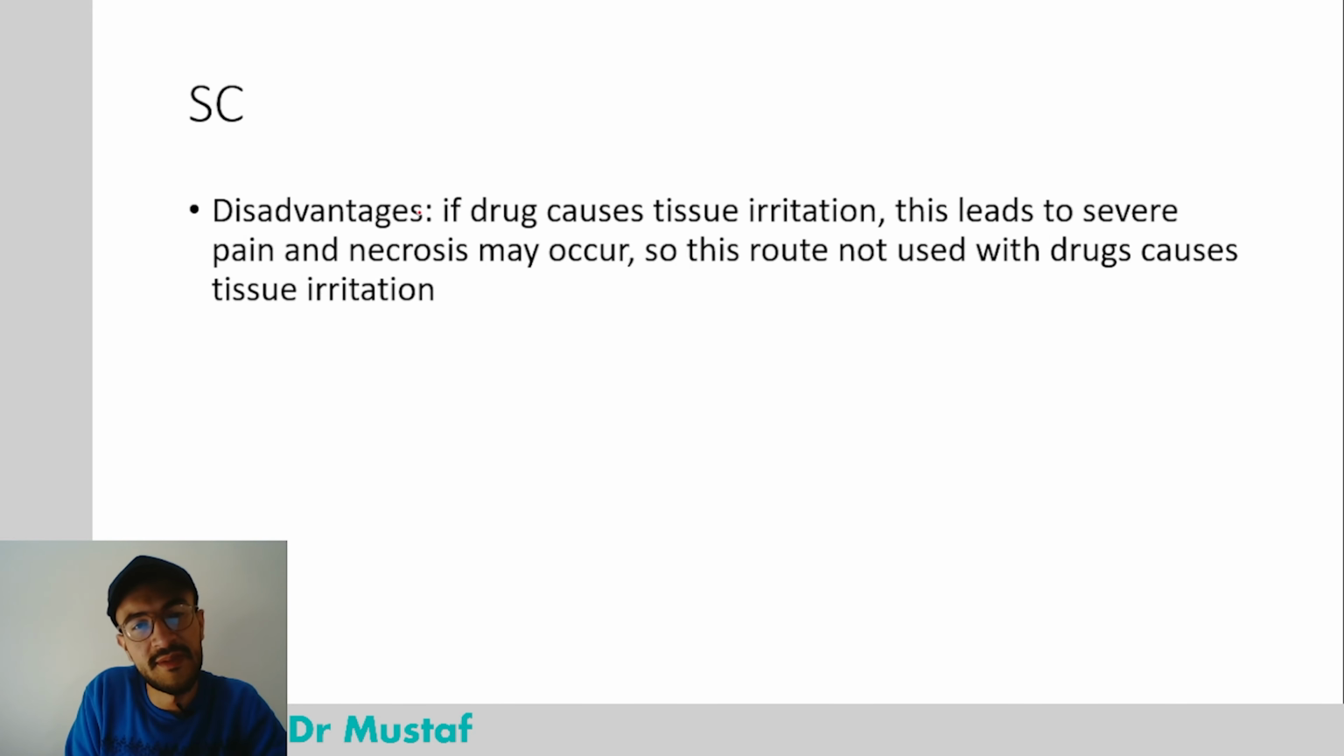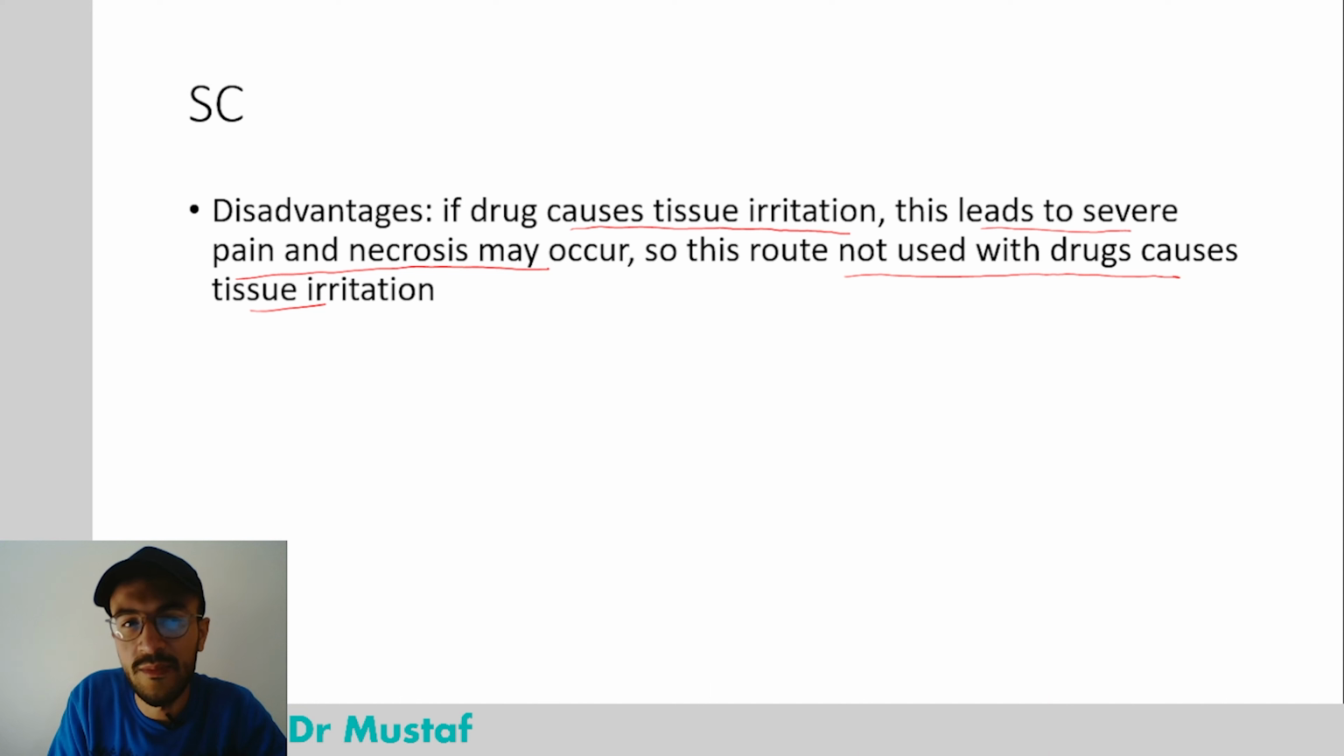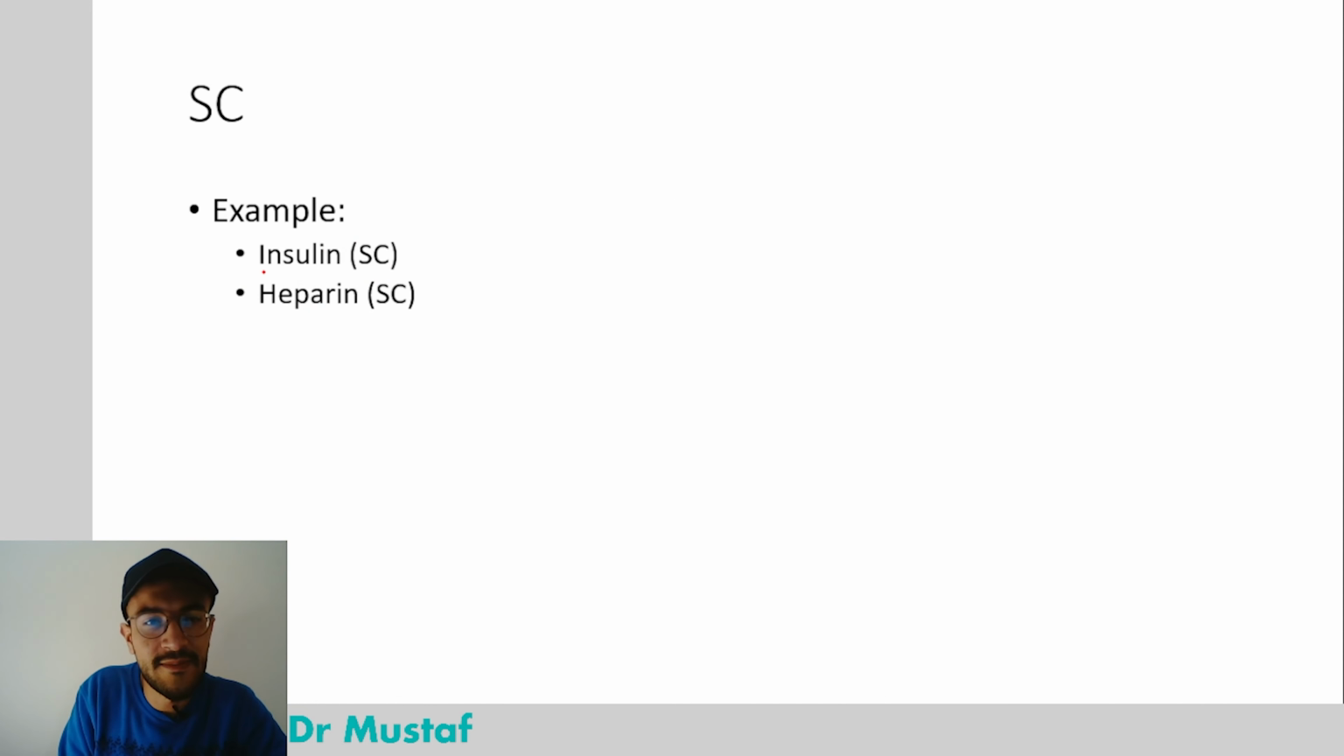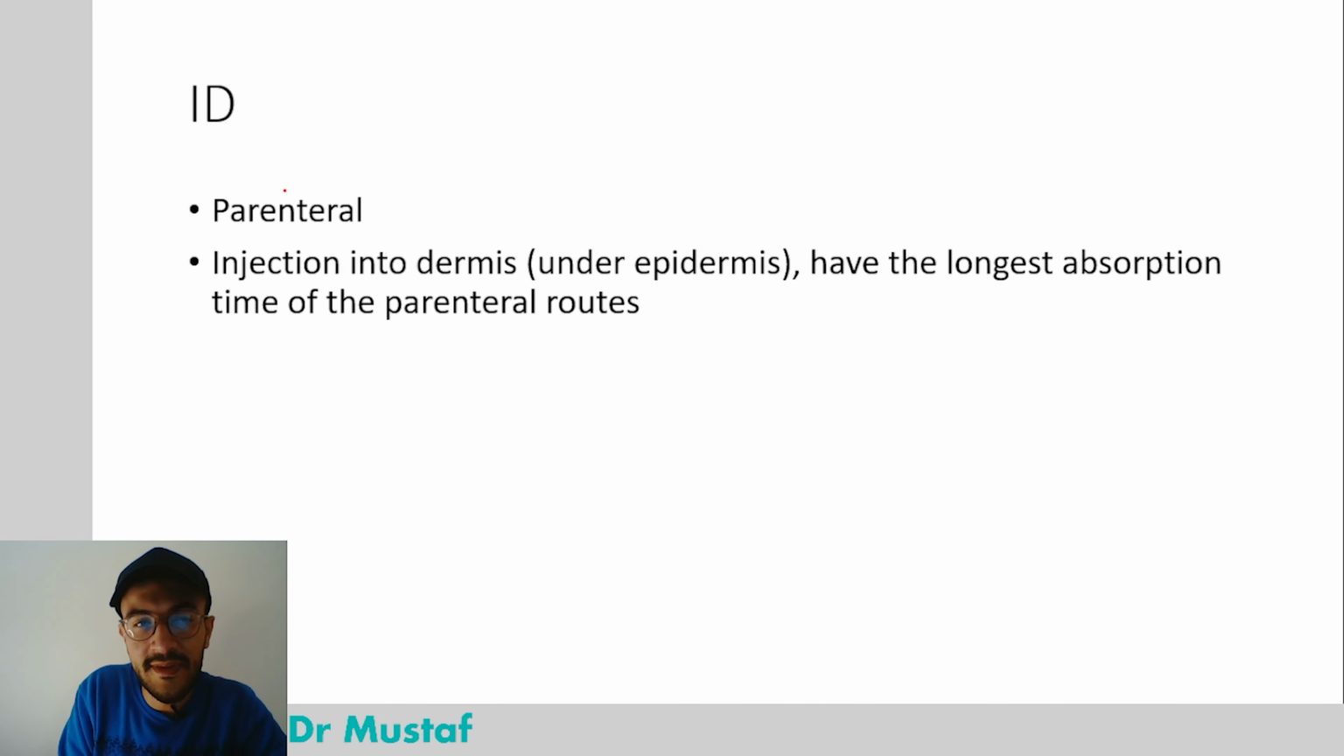The disadvantages of the subcutaneous route are that if the drug causes tissue irritation, this leads to severe pain and necrosis may occur. So this route is not used with drugs that cause tissue irritation, so there is a limited number of drugs that can be used with the subcutaneous route. Examples for drugs taken subcutaneously: we have insulin, the subcutaneous insulin, and we have heparin, the subcutaneous type of heparin.